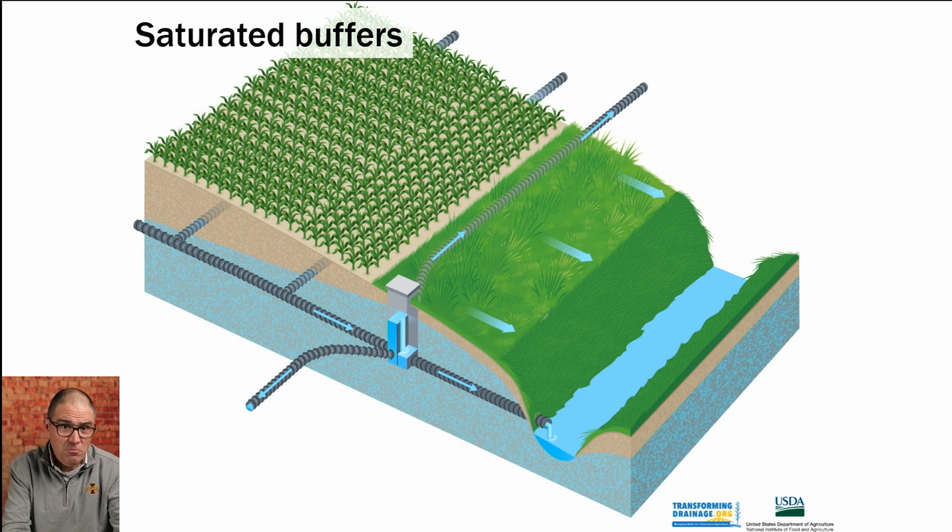We have saturated buffers, where we're intercepting that tile line again and forcing a portion of that drainage water through shallow subsurface flow below a buffer to promote denitrification of that water. It can be very cost effective, and really cost effective in cases where we already have a buffer in place. But again, with both saturated buffers and bioreactors, we might be able to reduce downstream nitrate delivery 40 to 50%, depending on the site and the conditions.